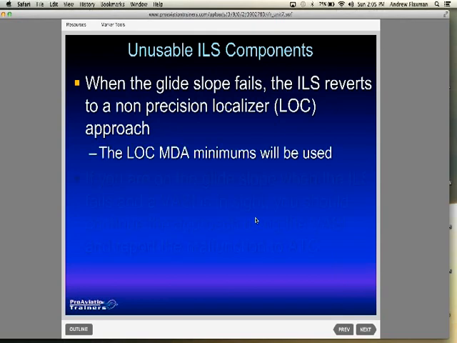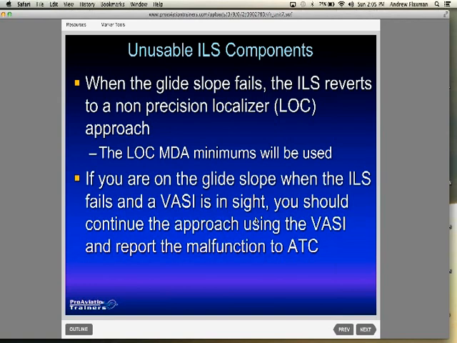So the localizer minimum descent altitude minimums will be used if the glide slope fails. If you are on the glide slope when the ILS fails and a VASI is in sight, you should continue the approach using the VASI and report the malfunction to ATC. But you want to be careful not to go below minimums unless you've already crossed your visual descent point.